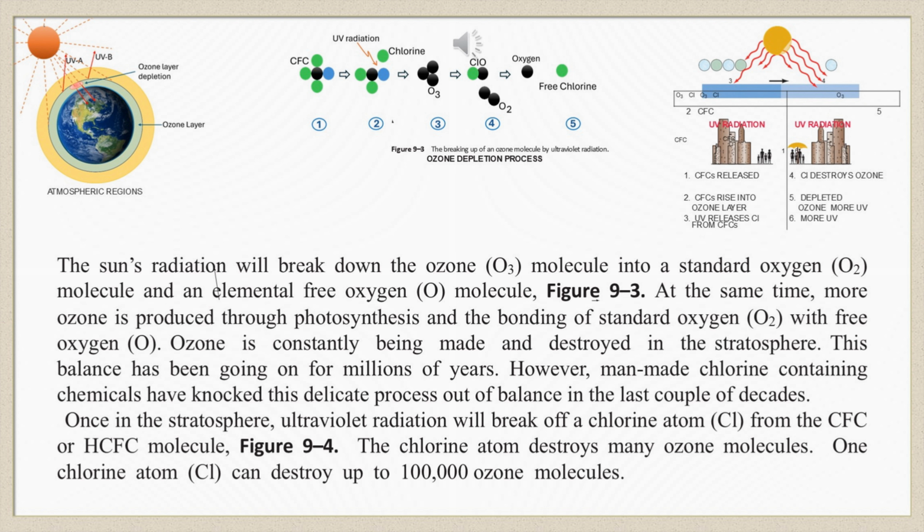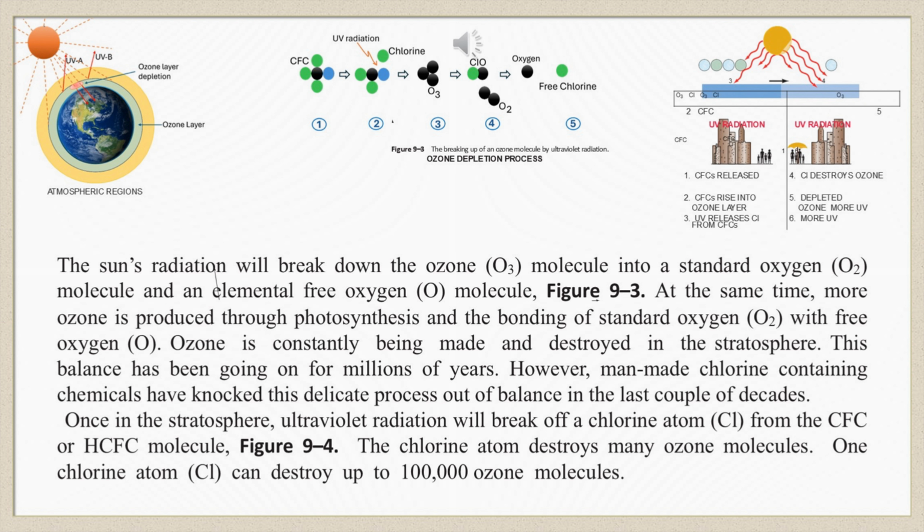The sun's radiation will break down the ozone, O3 molecule, into a standard oxygen, O2 molecule, and an elemental free oxygen, O molecule. Figure 9-3. At the same time, more ozone is produced through photosynthesis and the bonding of standard oxygen, O2, with free oxygen, O. Ozone is constantly being made and destroyed in the stratosphere. This balance has been going on for millions of years. However, man-made chlorine-containing chemicals have knocked this delicate process out of balance in the last couple of decades.